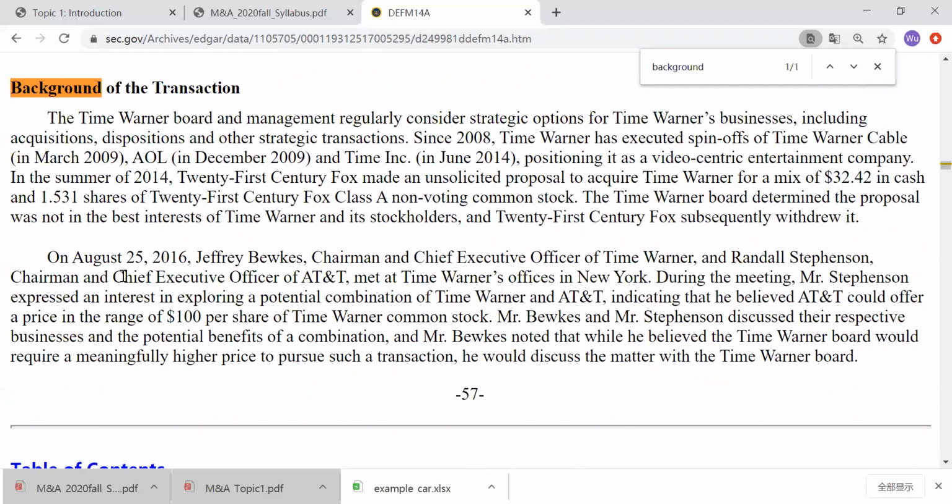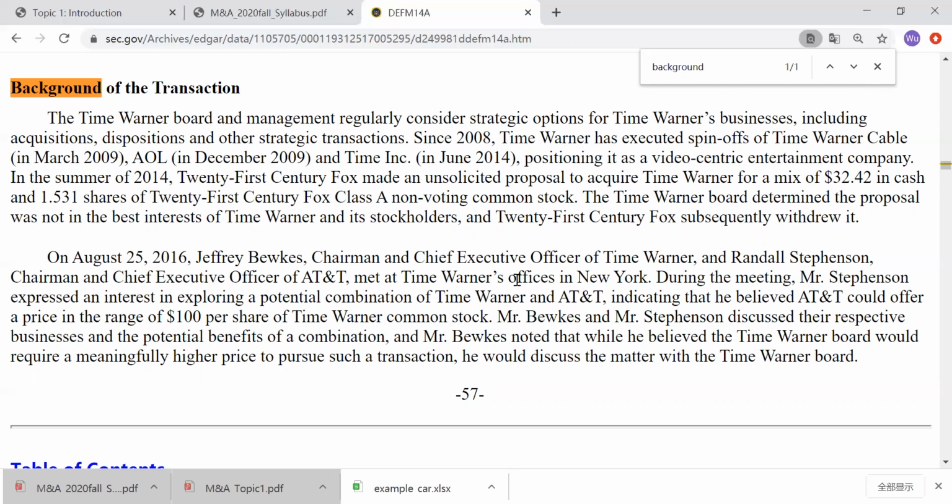Then on August 25, 2016, Jeffrey Bewkes, chairman of Time Warner, and the chairman and CEO of AT&T met at the offices to discuss. During this first meeting, senior members of AT&T and Time Warner were trying to explore the possibility of a potential combination of Time Warner and AT&T. So this was the first time the deal was initiated.